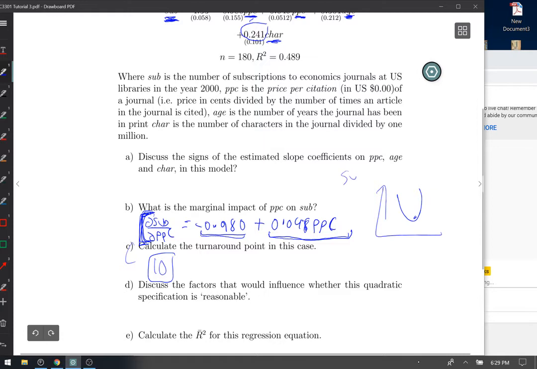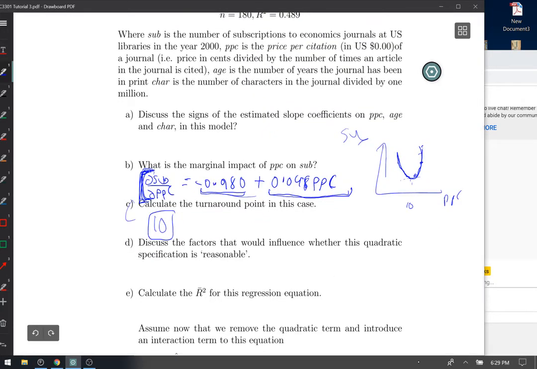If we take subscriptions and PPC and draw it out, it will turn around at around 10. It's plotting the marginal effect as PPC increases. There's a decrease in subscriptions at a decreasing rate, and then eventually there's no effect at 10, and then it starts to increase. This says for PPC of 20, 30, 40 there's a positive impact of price per citation on subscriptions, that they are actually getting higher demand. So we talked about this.